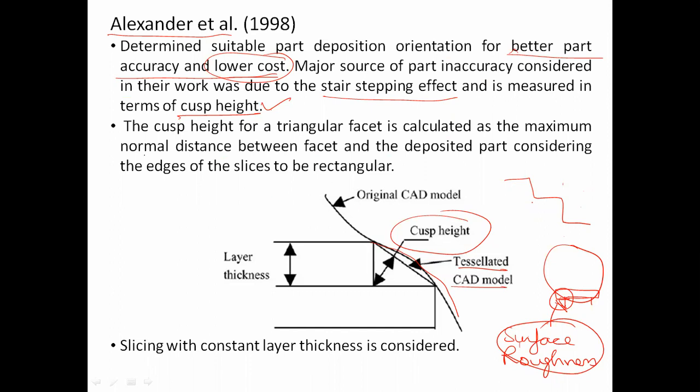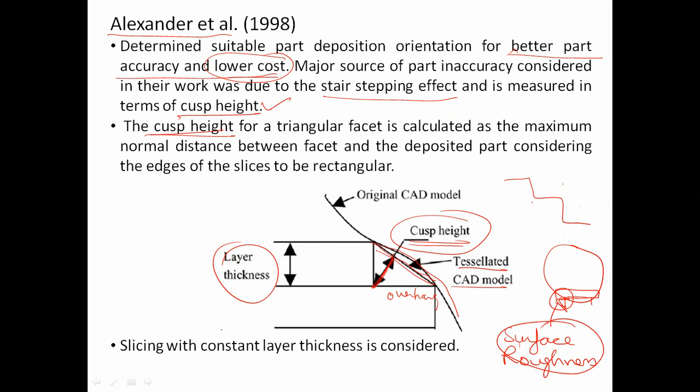Now we all know what cusp height is. What is the cusp height? The cusp height is basically the lateral distance between, this is your overhang, and this is your layer thickness. The point where the overhang joins the layer thickness, from that point, if I draw a vertical normal onto the other side of the facet, the maximum vertical distance is called the cusp height.